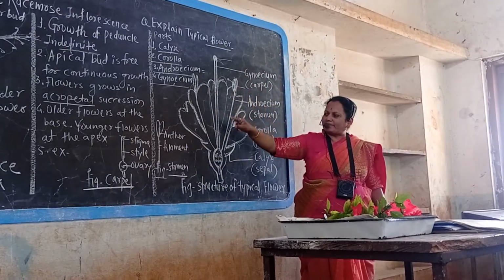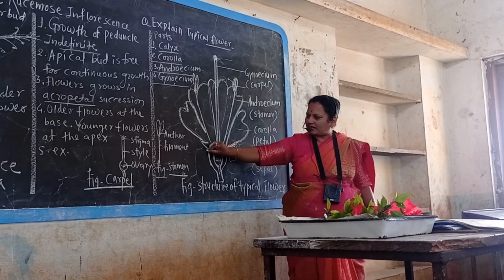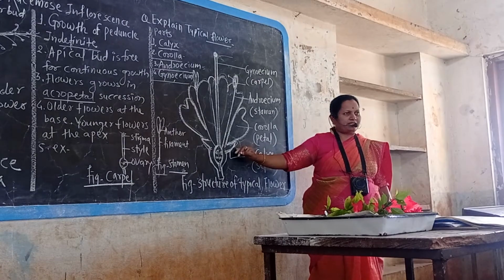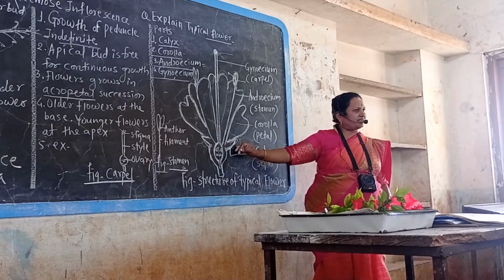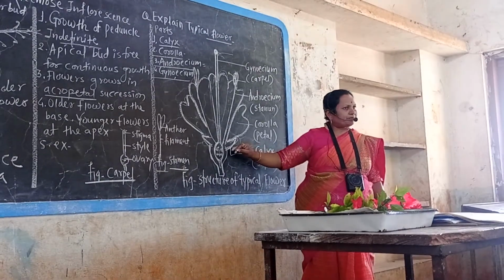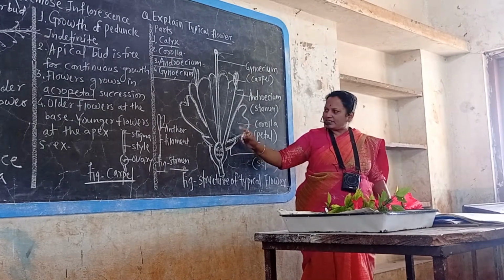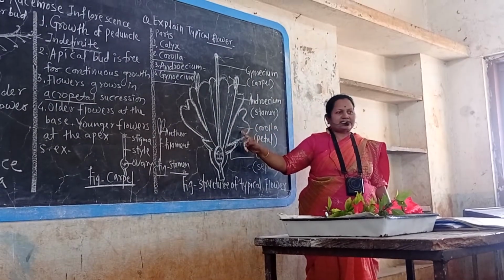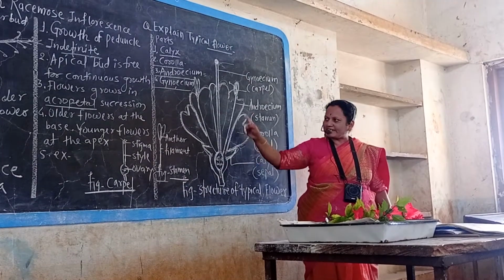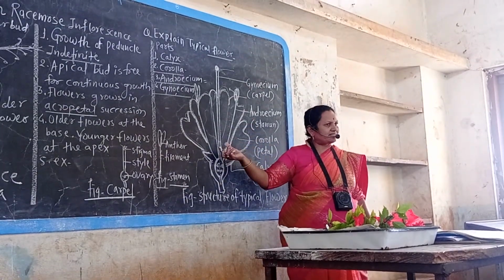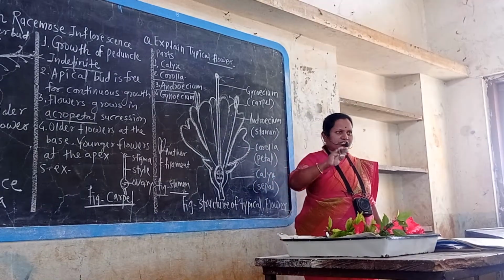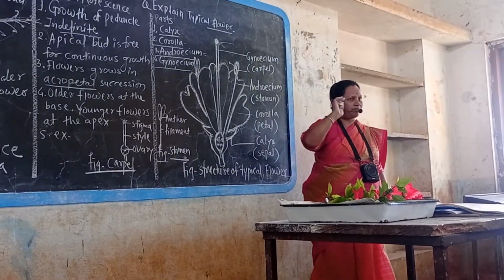Calyx, corolla, androecium, gynoecium. Calyx is green in color, the outermost whorl, made up of sepals. When sepals are free, it is polysepalous. When sepals are united, it is gamosepalous. Function: photosynthesis and protection. The second whorl is the corolla, whose individual part is the petal. When petals are free, it is polypetalous. When petals are united, it is gamopetalous. Petals are bright in color. Function: attract insects for pollination and protect the inner parts of the flower.